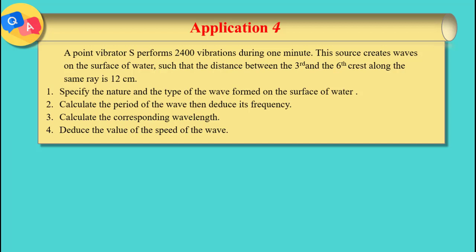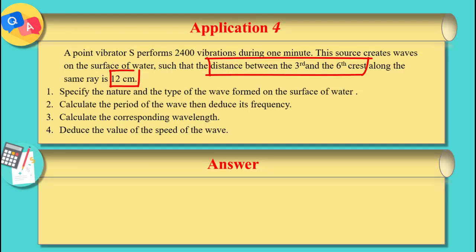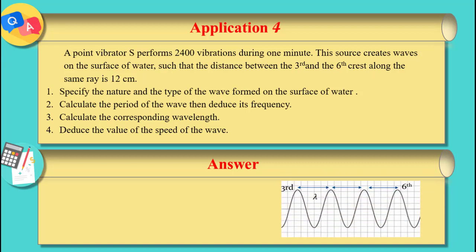In the third part, you are asked to calculate the corresponding wavelength. Here we need to draw a small sketch for the given. They gave us that the distance separating the third and the tenth crest is 12 centimeters. Drawing a sketch for the figure, you can count between the third and the tenth crest 3 lambdas or 3 wavelengths, and this corresponds to 12 centimeters. Then lambda is equal to 12 divided by 3, which gives us 4 centimeters. By converting it to the SI unit, we obtain 0.04 meter.